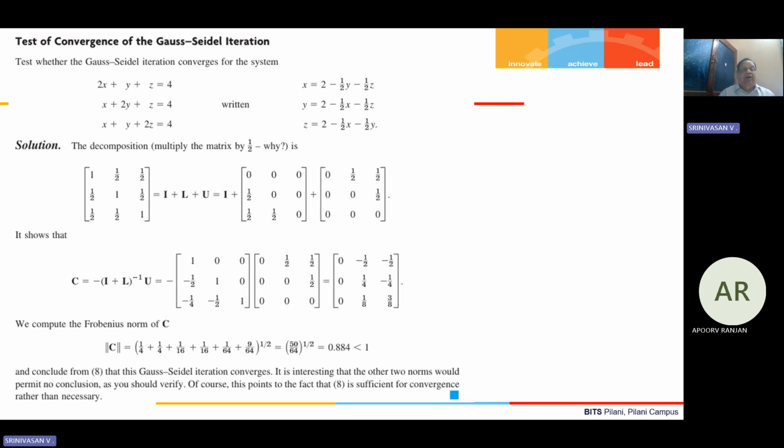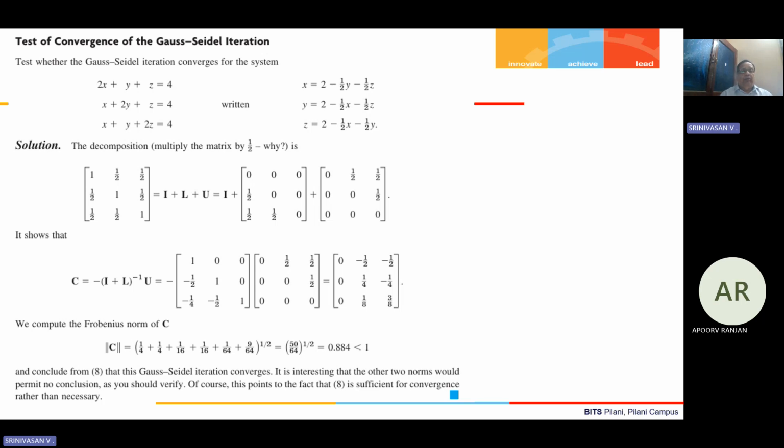Okay. So you have the matrix of coefficients, that is what we are interested in, isn't it? A: 1, 1 by 2, 1 by 2. We are not going to solve. We are not interested in Ax equal to B. We are interested only in A, and writing its decomposition. Decomposition in the sense of a sum of three matrices.